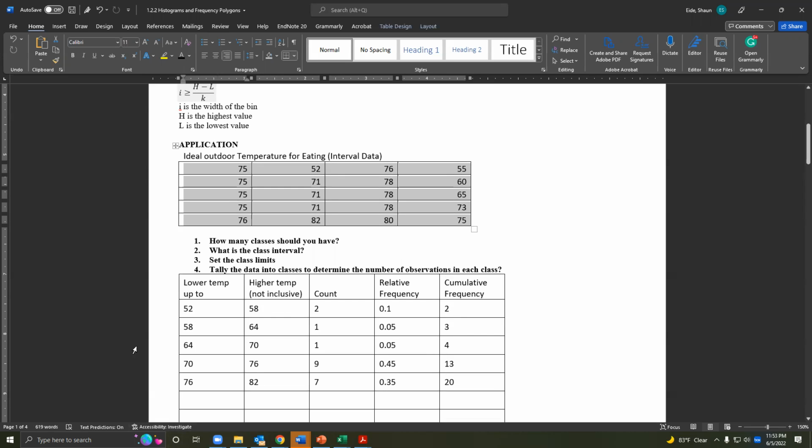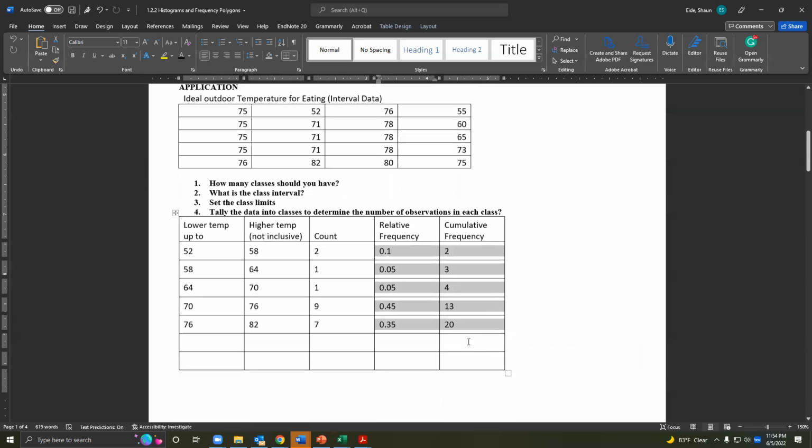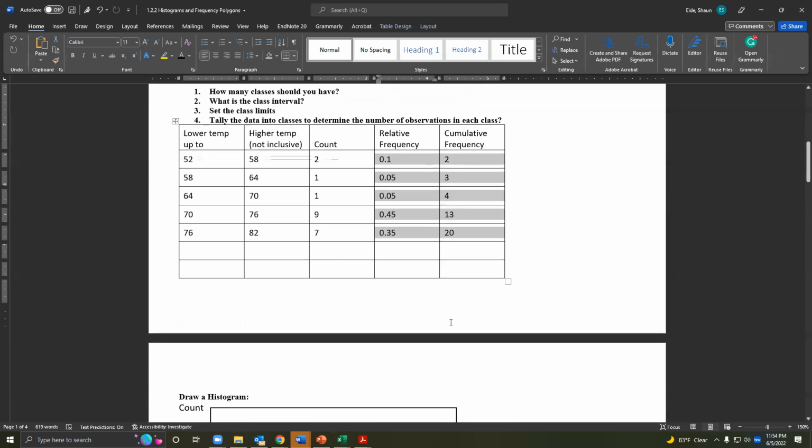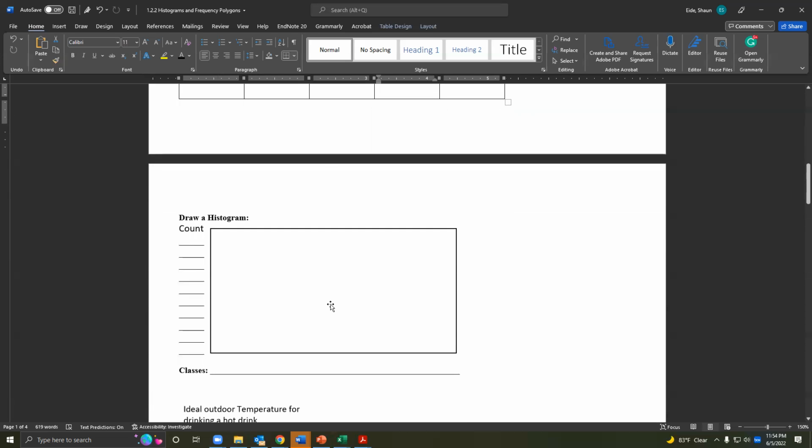So what we did is we set the class limits, and we went through and found how many are in each one. Then we found the relative frequency and cumulative frequency, just like what you did in the last worksheet. So now what we're going to do is draw a histogram.